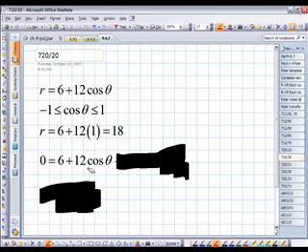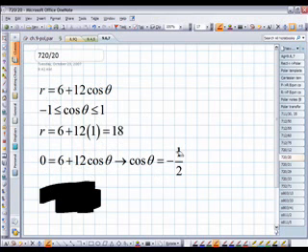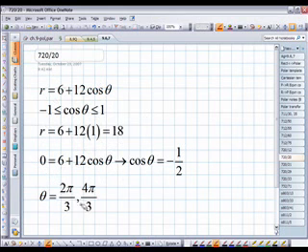Now as far as finding places where we're at the pole, we would set r equal to 0 and solve this equation. And so that gives us cosine theta is negative 1/2. And so two angles where we're at the pole will be 2 pi over 3 and 4 pi over 3. And of course, if you add multiples of 2 pi to either one, you'll still be at the pole.